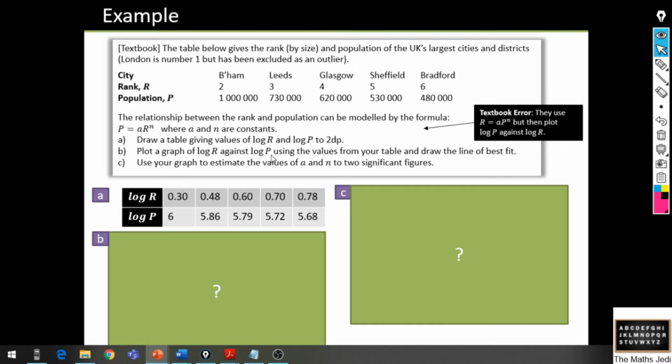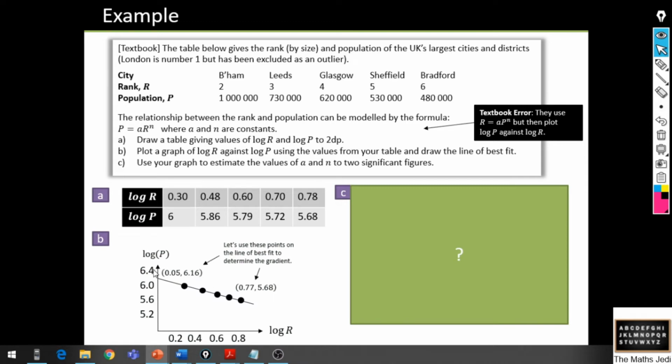Then it says plot a graph of log r against log p using the values from the table and draw the line of best fit. So you would just draw a pair of axes. So what would the pair of axes look like? Well, log p would be the vertical axis, and log r would be the horizontal axis.